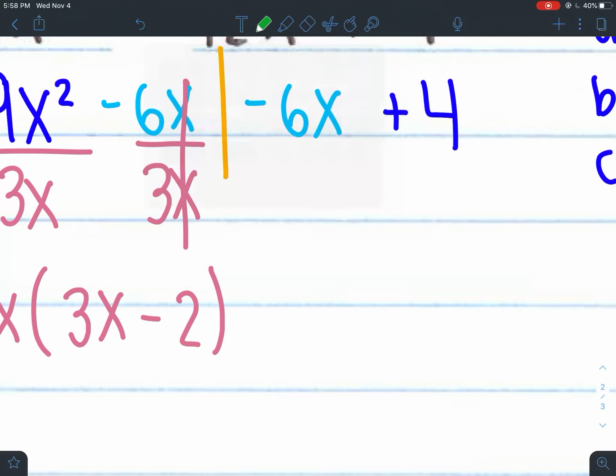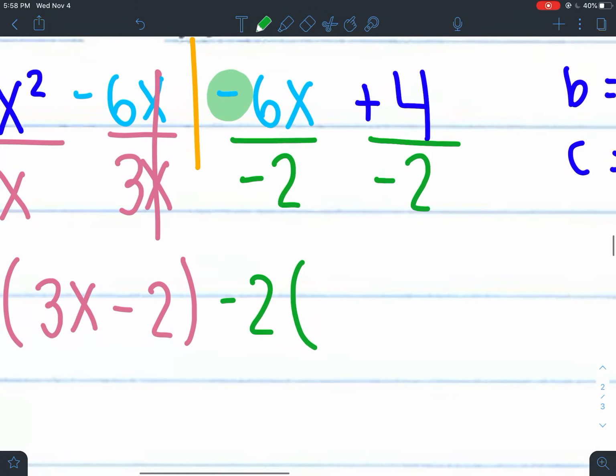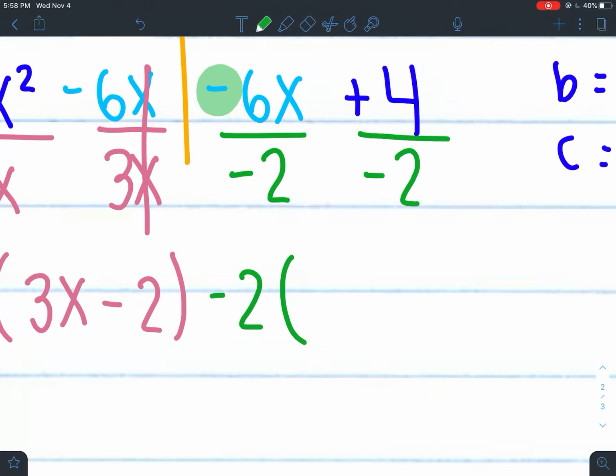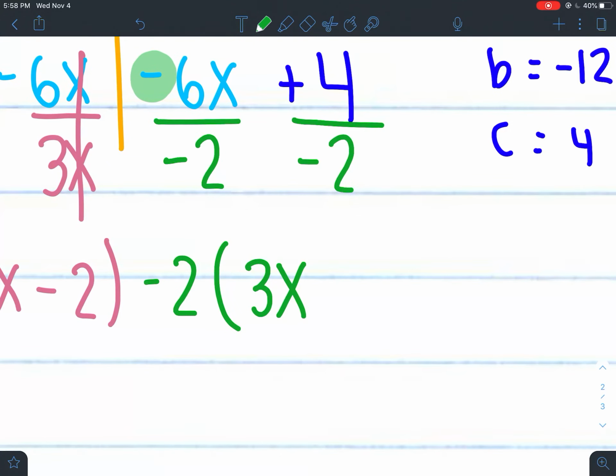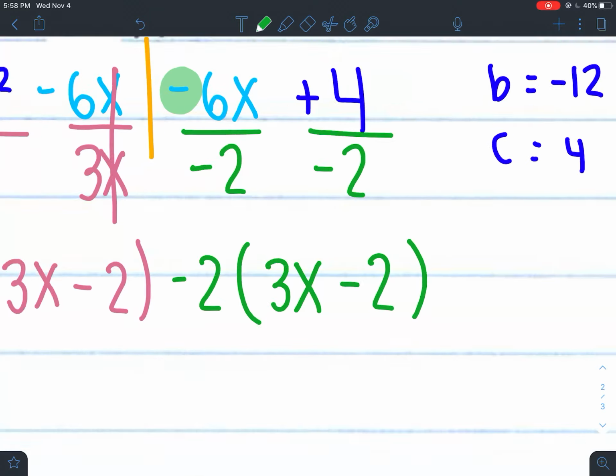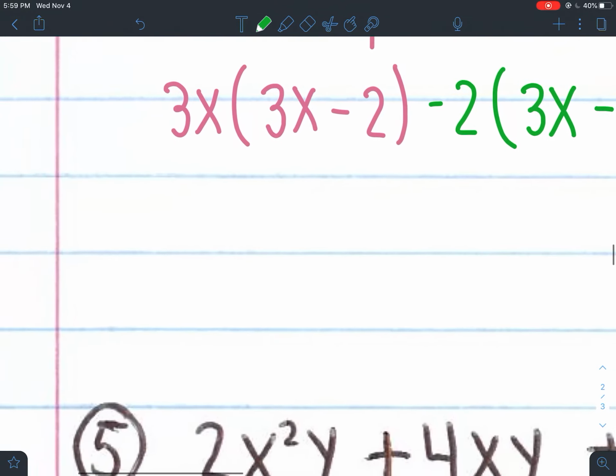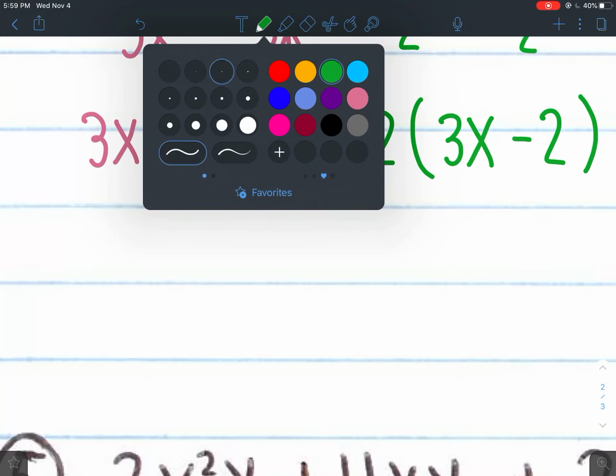All right, moving on to your second group. We're going to factor out the largest thing you can. The largest number you can take out is a 2. But because your first term is a negative, you must factor out a negative 2. And then you have negative 6x divided by negative 2, so it's going to give you positive 3x. Negative 6 divided by negative 2 is positive 3. 4 divided by negative 2 is going to give me negative 2. Before you proceed, you always check to make sure your parentheses match, and they do.